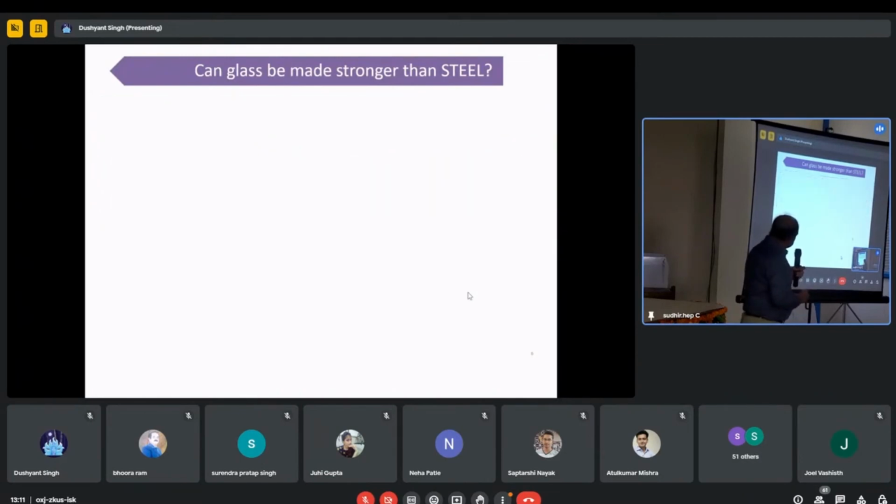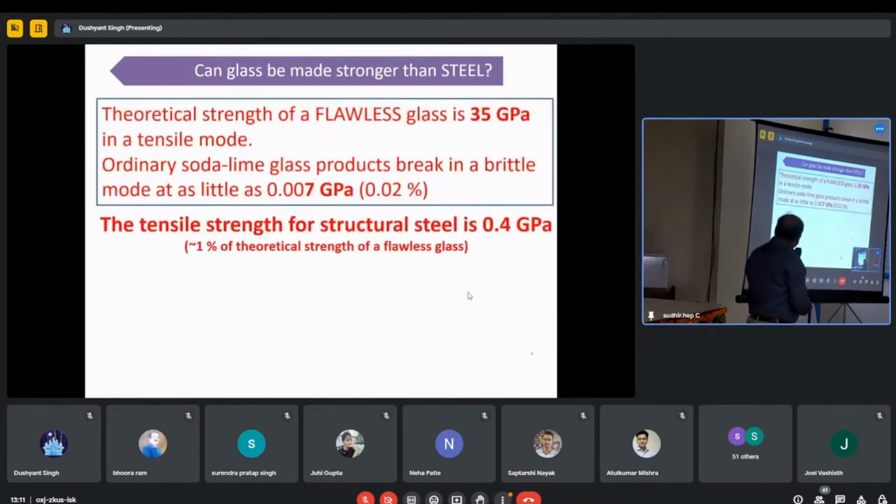One question I want to ask the audience: can glass be made stronger than steel? Is it possible? What do you say? Possible or not? It can be made possible. I will show you. The theoretical strength of glass is 35 GPa, and the strength of steel is 0.4 GPa. So glass is theoretically 100 times stronger than steel.